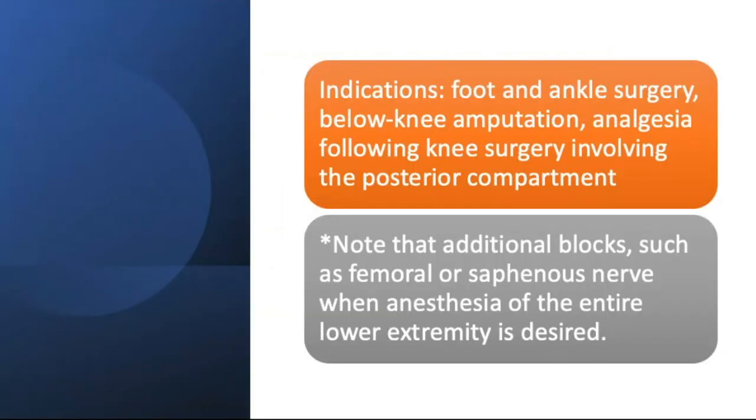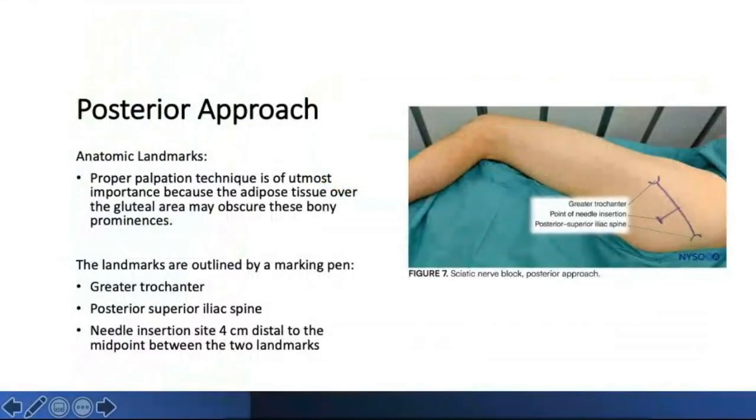Some of the indications for sciatic nerve block include foot and ankle surgery, BKA, and analgesia following knee surgery. We have to take note that additional blocks such as the femoral and saphenous nerve blocks will be required if we want to anesthetize the entire lower limb.